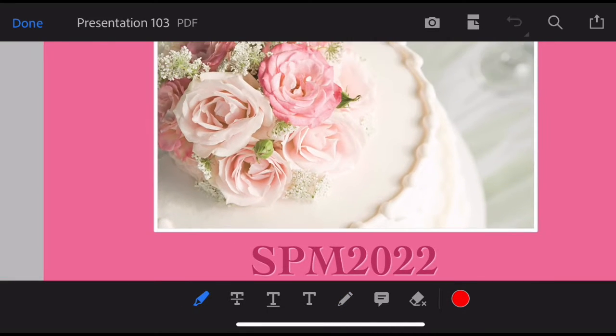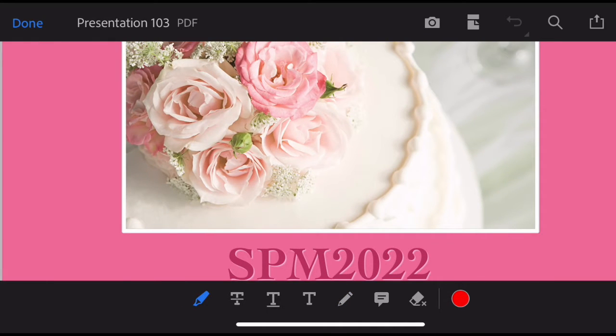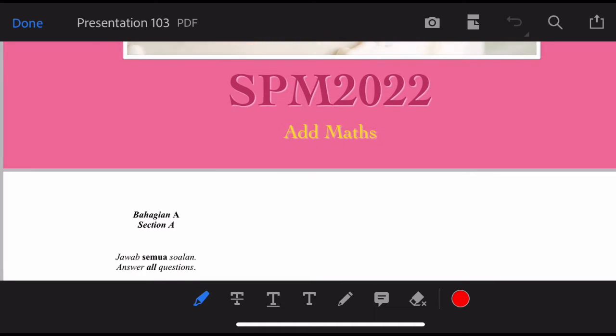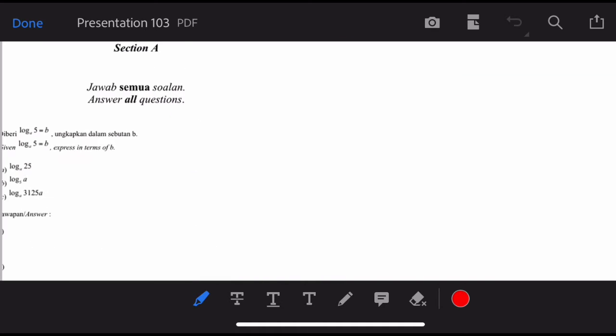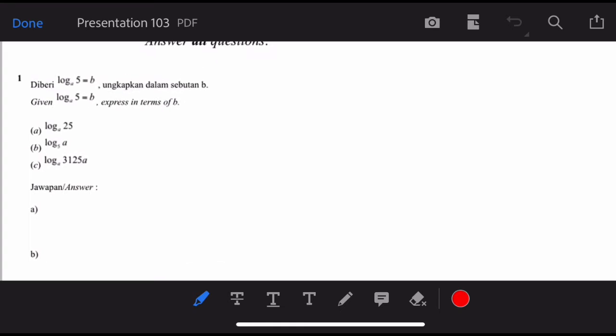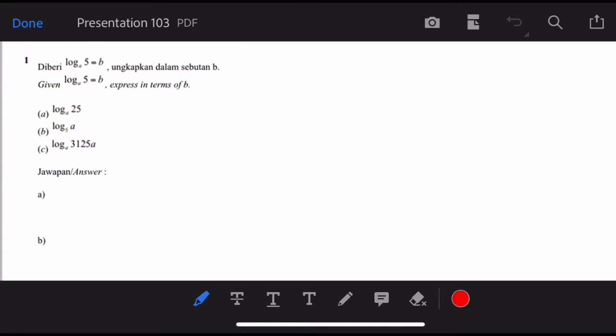Hello everyone, today I would like to share with you how to solve the additional maths for SPM exam. So as you know, we are now in the new format. So I try to prepare the exam question that looks like the new format.